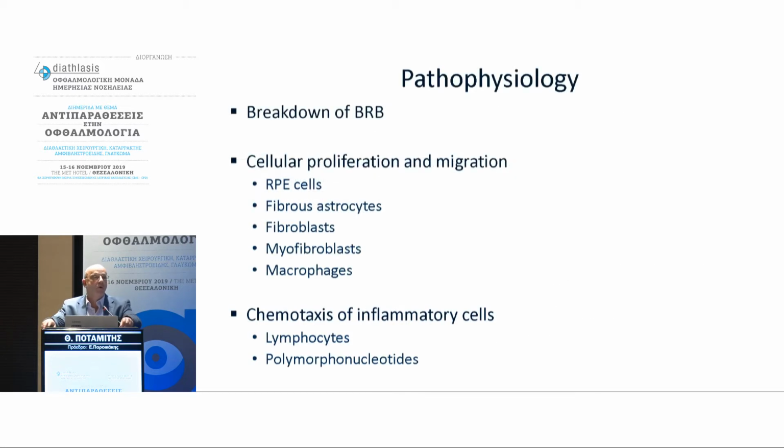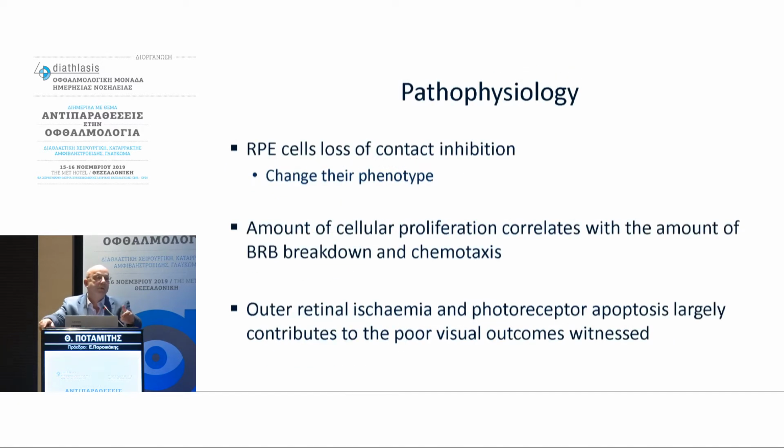So the pathophysiology of PVR starts with the breakdown of the blood-retinal barrier, which induces cellular proliferation. The main cell of PVR formation is the retinal pigment epithelial cell. But fibrous astrocytes, fibroblasts, myofibroblasts, and inflammatory cells play a role in this complex process. So what happens is that RPE cells change their phenotype, they lose their contact inhibition, they start to multiply, and they become like fibroblast cells that cause retinal shortening and contracture.